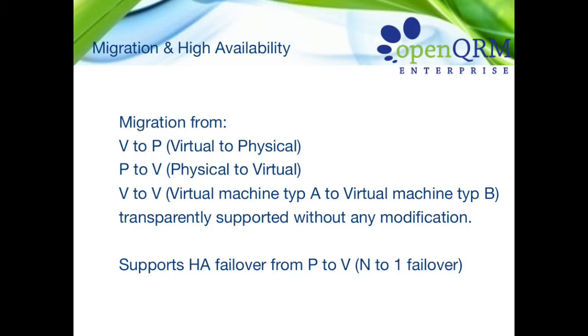This specific very cool feature we support, we call it N-to-1 failover, because we can provide high availability for a huge number of physical machines with just one single standby. How can this work?